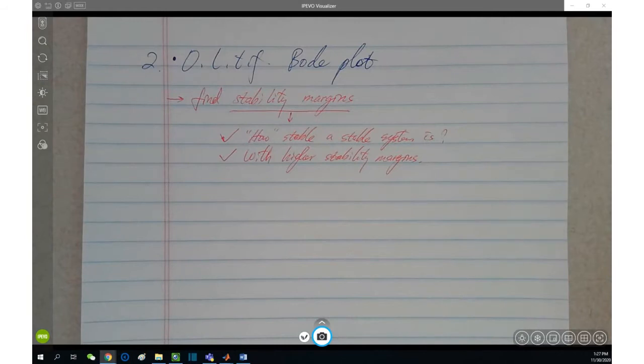Less transient. It's a blur description. A better transient. So if you have a higher stability margin, you have a better transient. Actually, not necessary.